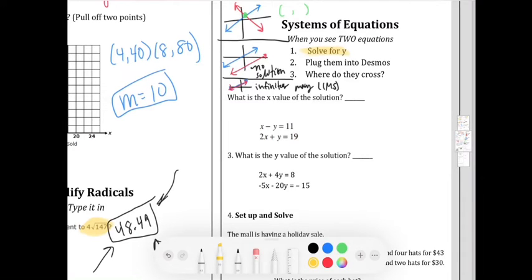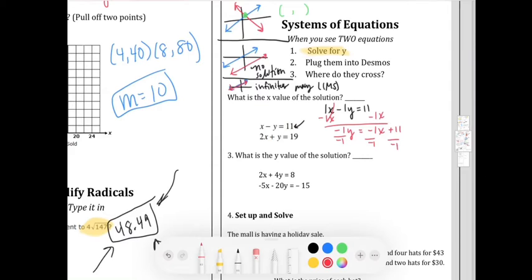So with Desmos, for us to be able to figure out where two lines cross, the first thing we need to do is solve for y. So in my first equation, I'm going to rewrite this as 1x minus 1y equals 11. So now in order to solve for y, I need to start by moving my x to the other side. So I'm going to subtract 1x and subtract 1x.